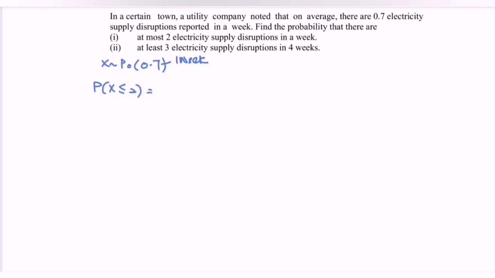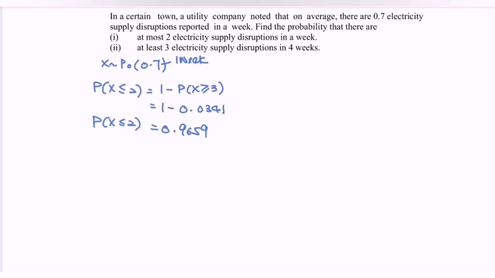By referring to the statistical table, we have to rewrite the formula: 1 minus the probability that X is greater than or equal to 3. So 1 minus 0.0341. So the answer will be 0.9659 for the probability that X is less than or equal to 2.